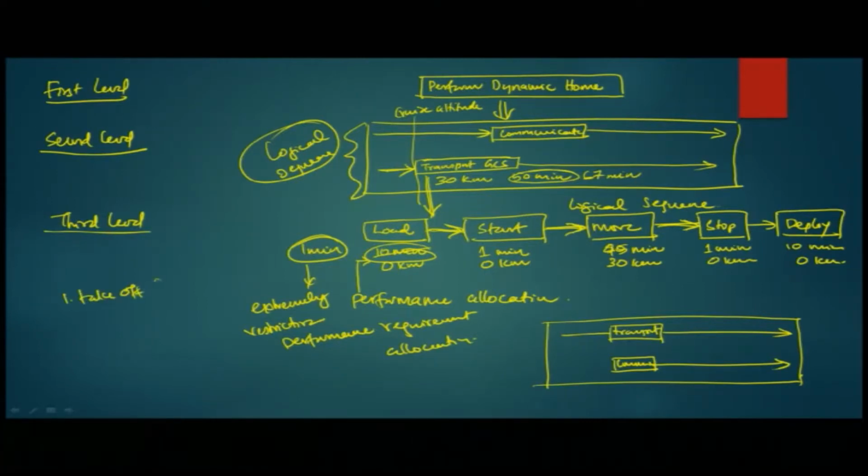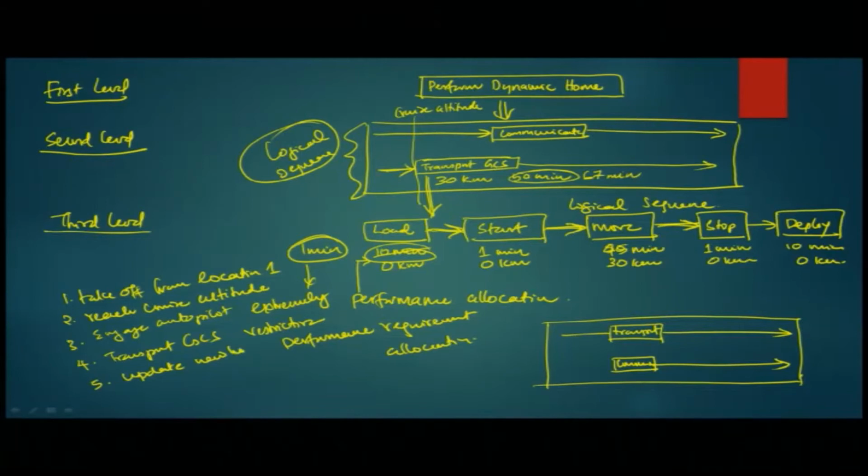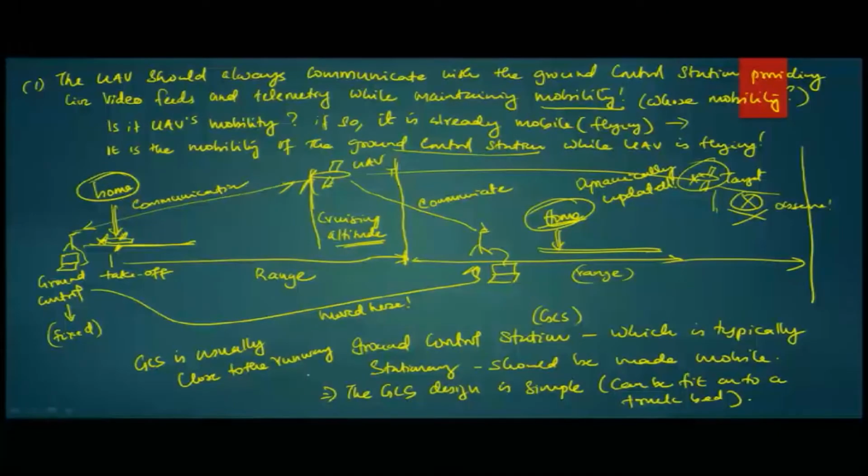1, take off from location 1; 2, reach cruise altitude; 3, engage autopilot; 4, transport GCS; 5, update new home; 6, update mission; then 7, recover UAV.